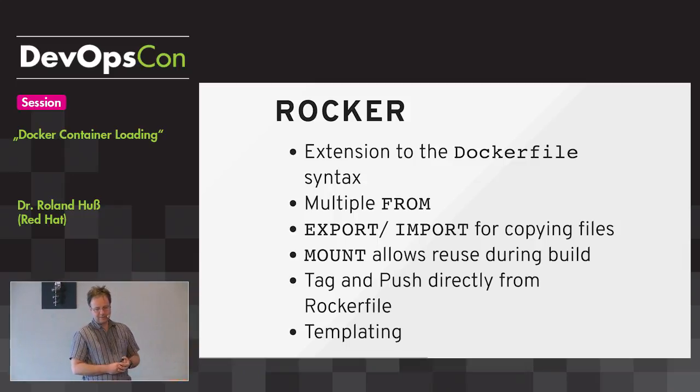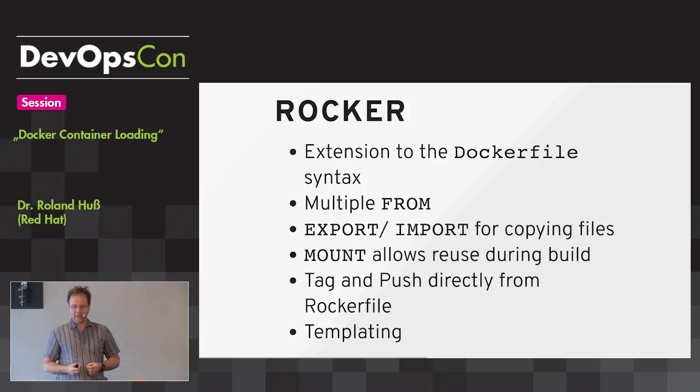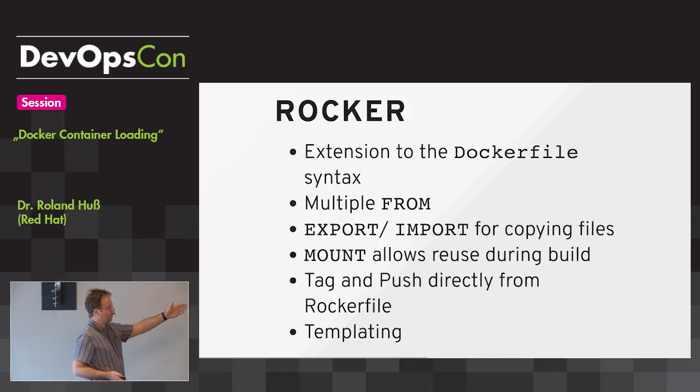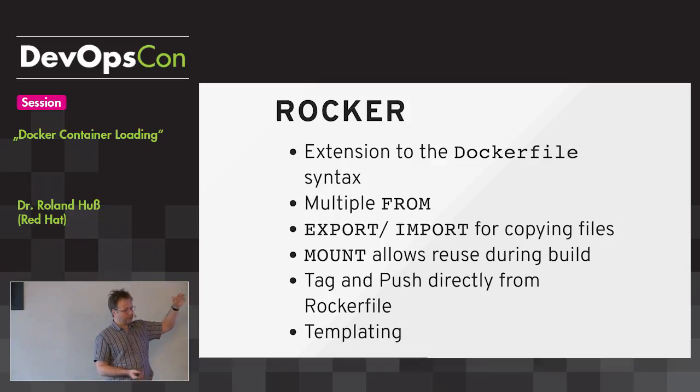It's an extension of the Dockerfile. It's also backwards compatible, so a Dockerfile is workable under Rocker, but it adds some extra keywords to the Dockerfile syntax. So you have some extra stuff which you can put into your Dockerfile to get extra features. One of them is multi-stage builds. I know that Docker nowadays also supports multi-stage builds. The nice thing with Rocker is that multi-stage means you define multiple images in one single Dockerfile, but you also have export-import capabilities.